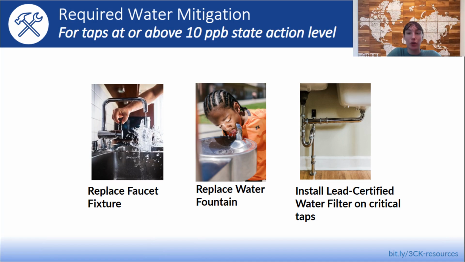Required water mitigation will occur for taps exceeding the state action level of 10 parts per billion. This may include replacing faucet fixtures, water fountains, or installing lead-certified water filters. You can choose whether to receive materials only and use your own facilities or plumbing staff, or whether you would like to use our program team to complete on-site mitigation. The program will follow up with additional guidance.